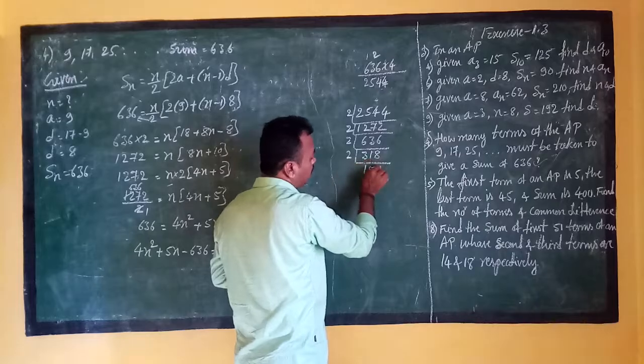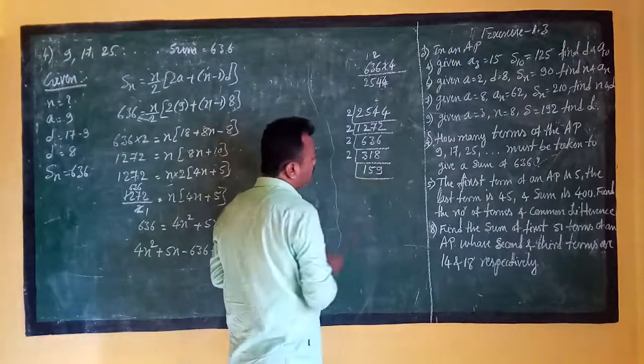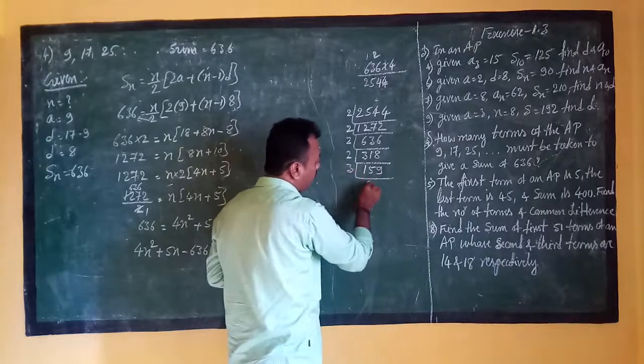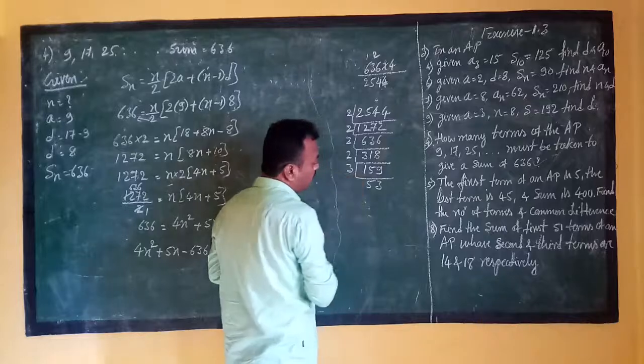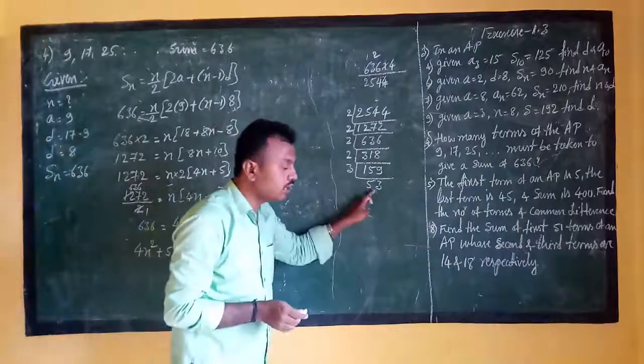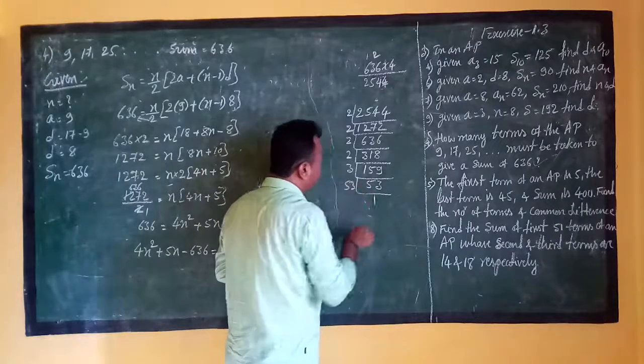2 5s are 10, again 1 becomes, 2 9s are 18, 159 becomes, but 2 is not going. So 9 plus 1, 10, 3 is going, 3 5s are 15, 3 3s are 9. Okay, 53 is the last and final. 53 is not divisible by any number because 53 is a prime number. Therefore, 53 ones are 53.